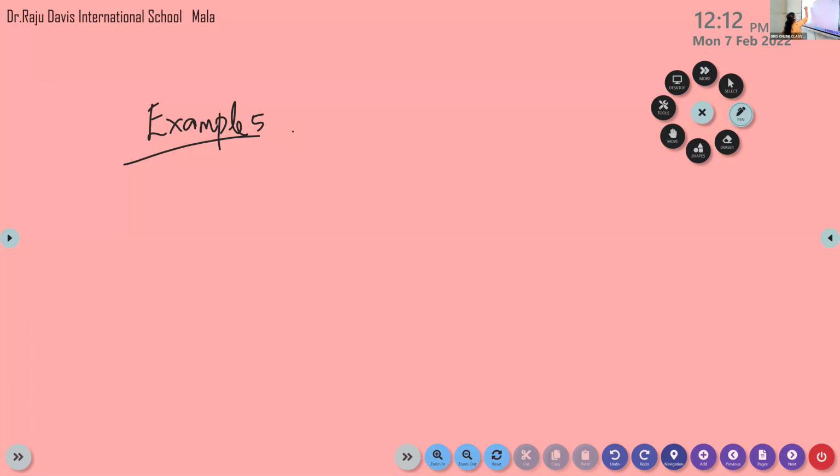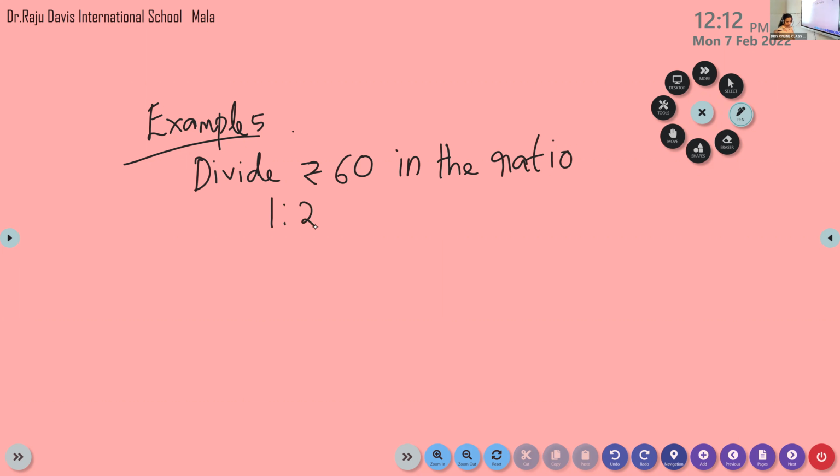Divide rupees 60 in the ratio 1:2 between Kriti and Kiran.